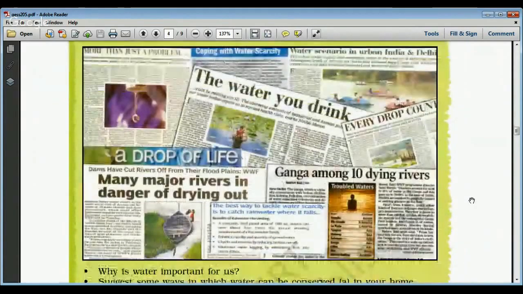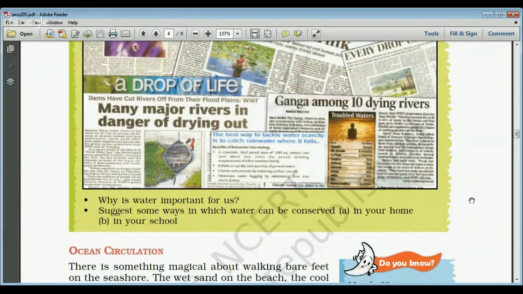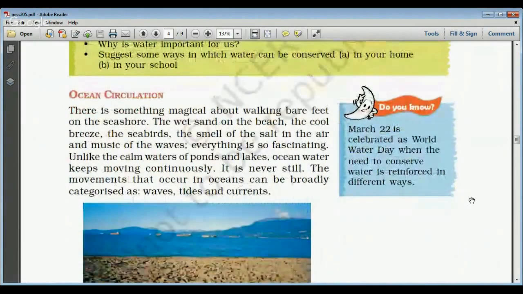And these are some of the news collections. We need to focus on depolluting the rivers, and the government of India has launched various schemes like Namami Gange to clean the Ganga and all its tributaries. Now we'll see what ocean circulation is.